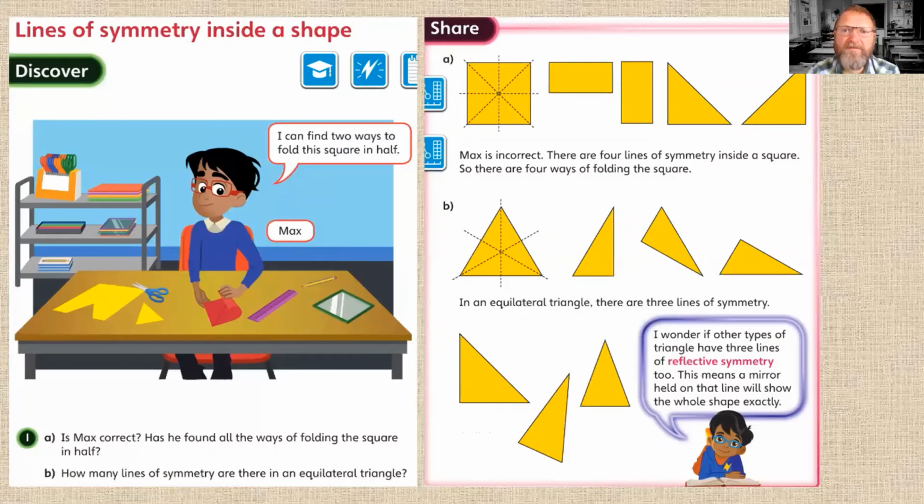So let's share some of our answers. Now, question 1a, it says Max is incorrect. There are 4 lines of symmetry inside a square. So there are 4 ways of folding the square. So remember that a line of symmetry means it's the same on both sides, like a mirror.